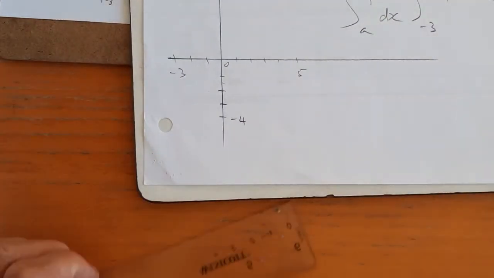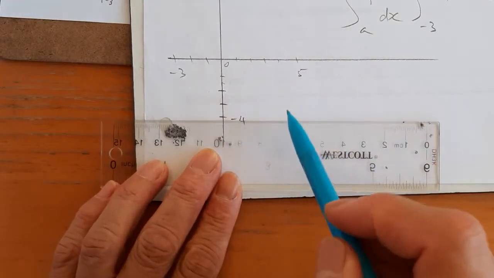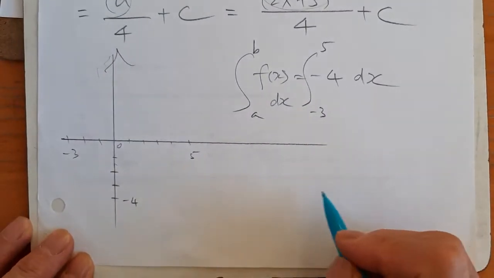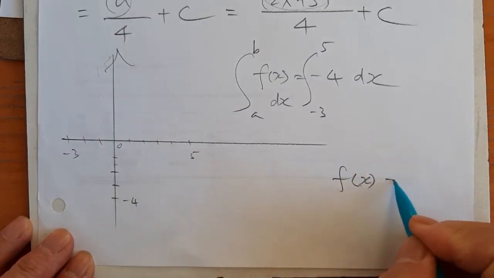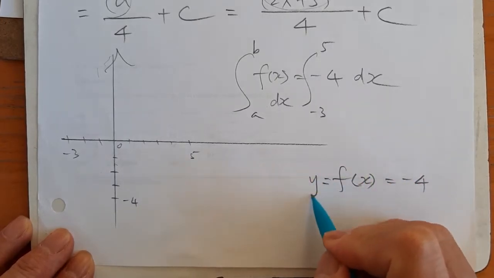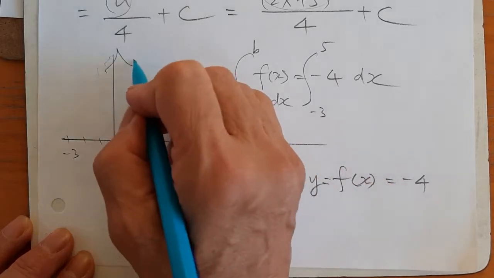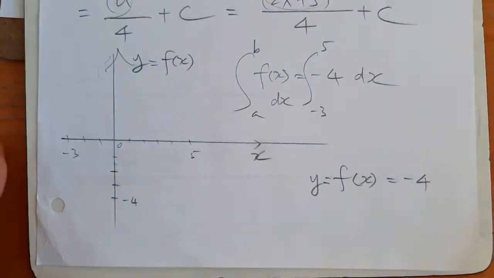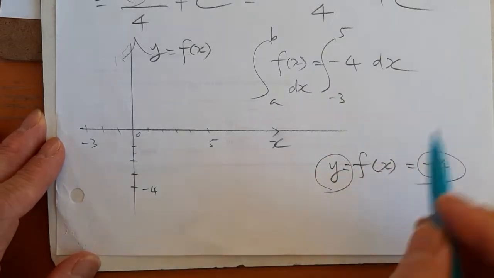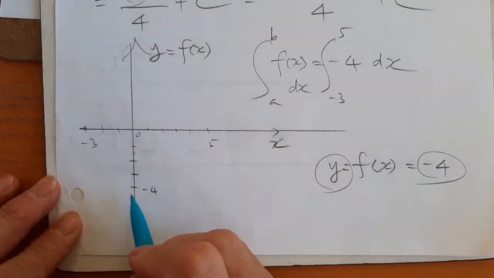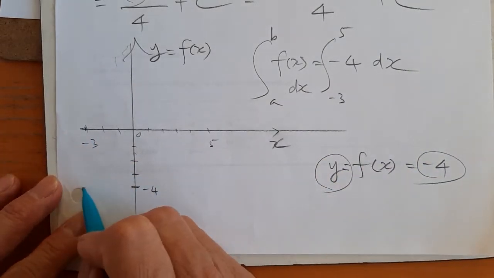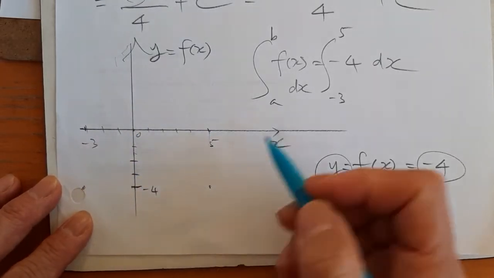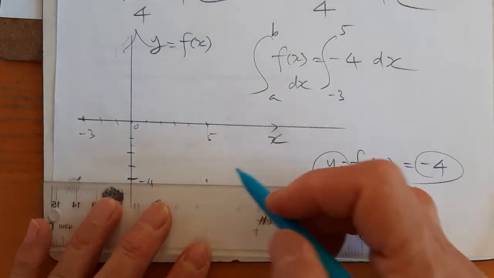Now, this constant function, f of x equals -4. F of x is the y value. Here is x, here is y. The y value is the function value, f of x. So y equals -4. When x is -3, y is -4. When x is 0, also -4. When x is 5, also -4. So this is a constant function.